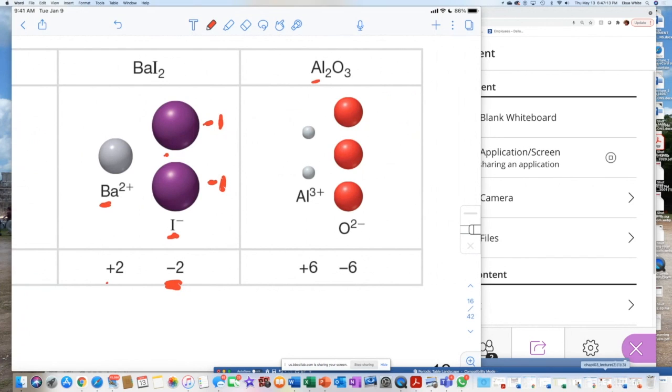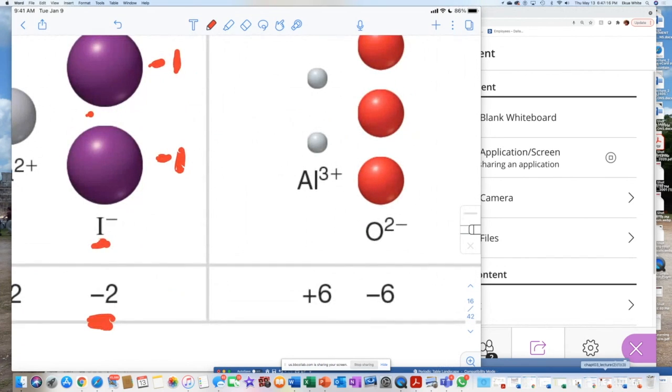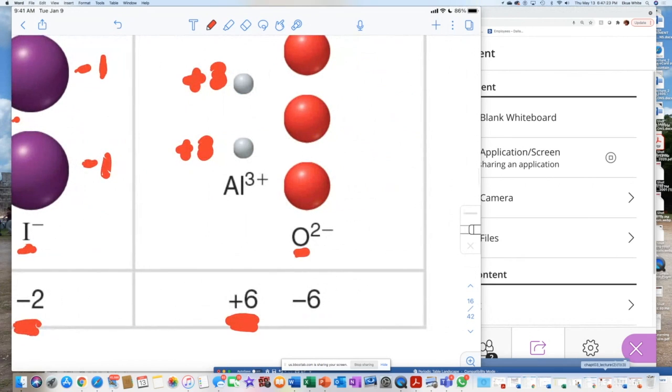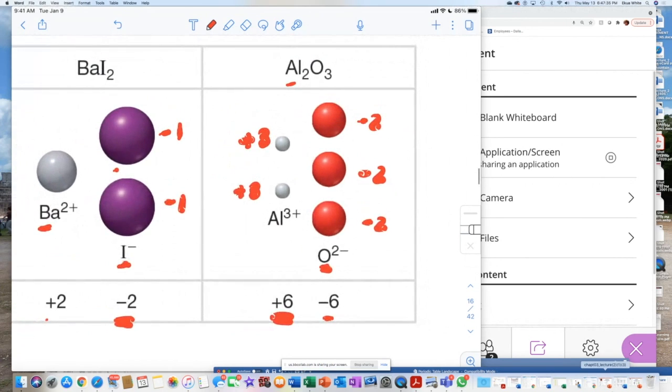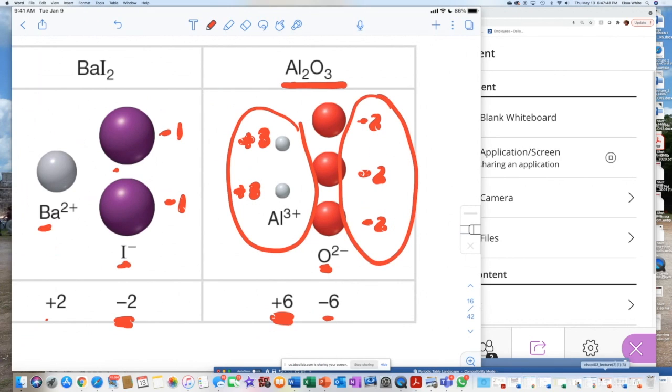Okay, now with this one here is a little bit more complicated. In this formula, it shows it takes 2 aluminum. Let's see. Each aluminum is +3, right? So each aluminum is +3. It takes 2 aluminum to get to +6. Each oxygen is -2. So how many oxygens does it take to get to -6? Do it 3 times. -2 plus -2 plus -2 gives you -6. So in order to get the neutral compound, you're going to need 2 of the aluminums and 3 of the oxygens.